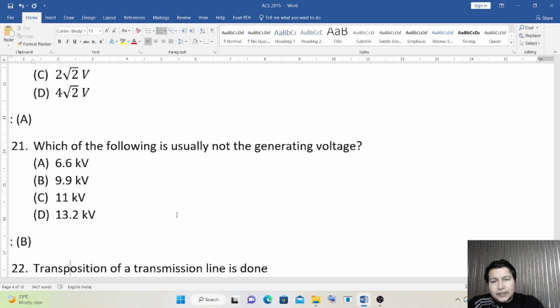Which of the following is usually not the generating voltage? 6.6 kV, 9.9 kV, 11 kV, 13.2 kV.